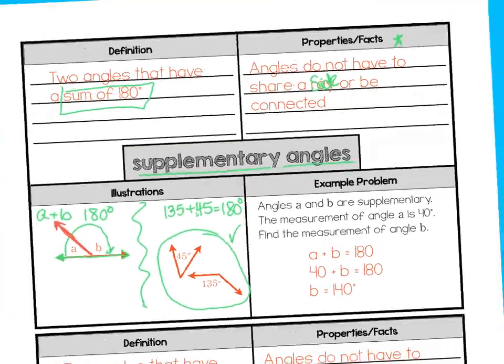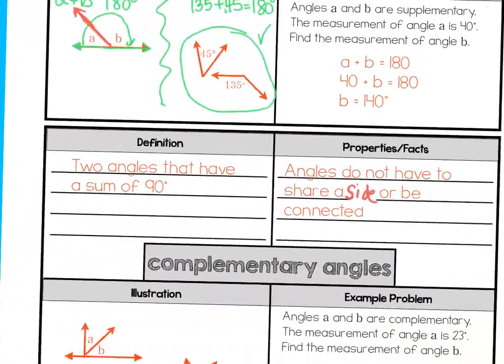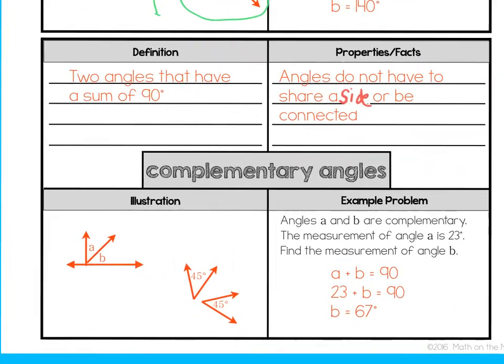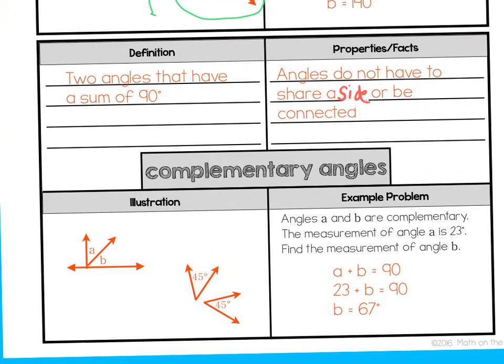All right, next, complementary angles. Okay, so complementary angles are two angles that have a sum of 90 degrees. Down here, again, we have two examples. We'll start with this example first. These two are complementary because if you were to add up 45 to 45, you get 90 degrees. So these two angles are considered complementary.